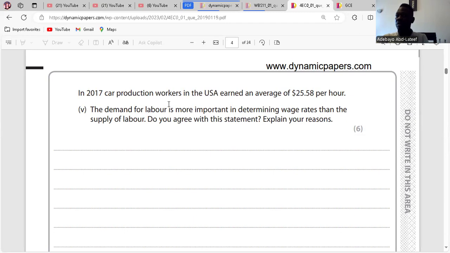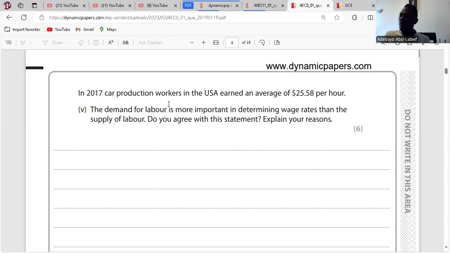Now, wage determination. I'm going to support and oppose. In support of demand for labor as a determinant for wages, one, demand for labor is derived demand. What does that simply imply? It implies that labor is needed only when they have a function, a responsibility to carry out. If we don't need you, we won't employ you, we won't pay you for nothing. Because they are needed, they have to be paid.